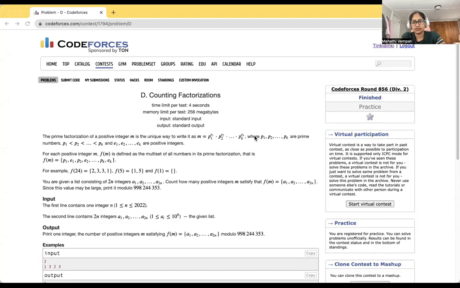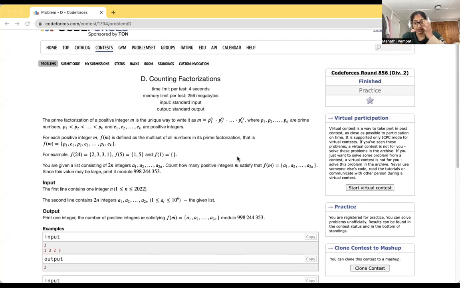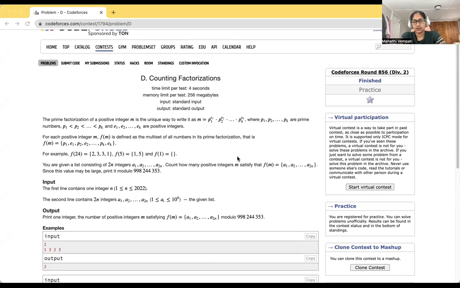Hi, today we're going to be doing Codeforces Round 856 Div 2 Problem D. I'm going to just read the question, read the editorial, try to read someone's code, and then try to code it up. This is a problem I had some ideas on, but I didn't get entirely in contest.